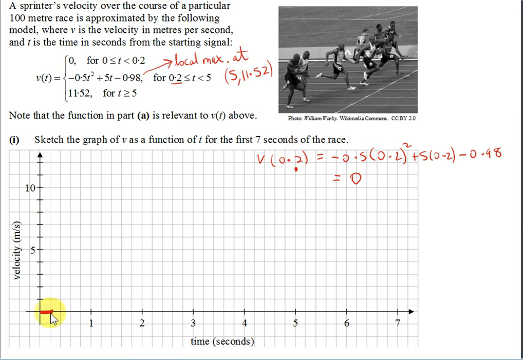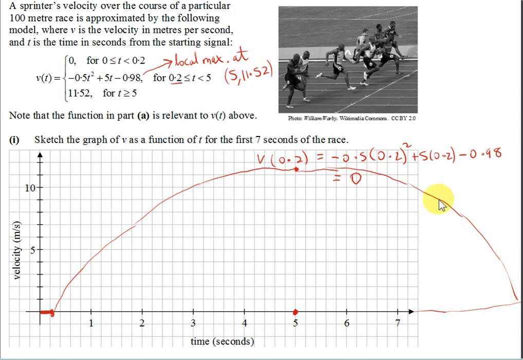Now, 0.2 is one of the roots of the quadratic, because v at 0.2 is 0. So this is the picture. Very rough sketch. It's the local max. Of course, we have symmetry about the local max. So we can work out the other root by reflecting 0.2 through 5. And we can get the other root.